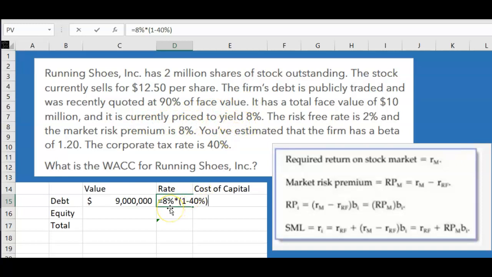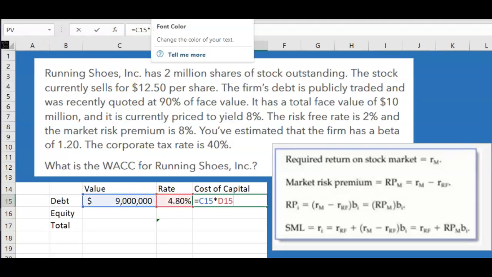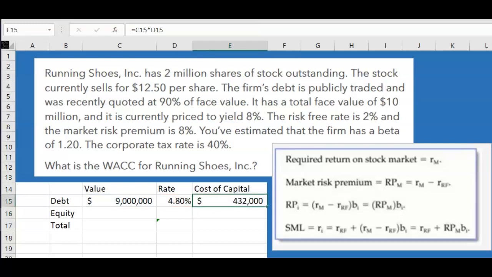There's our 8%. Now remember, debt is tax deductible, so we've got to multiply it times 1 minus the tax rate. When we do that, we get 4.8%. Now all we have to do is multiply the value times the rate and determine the cost of capital of the debt. Okay, so that's the dollar amount of the cost of capital. That's what it's costing us in dollars to have 9 million of current value outstanding.